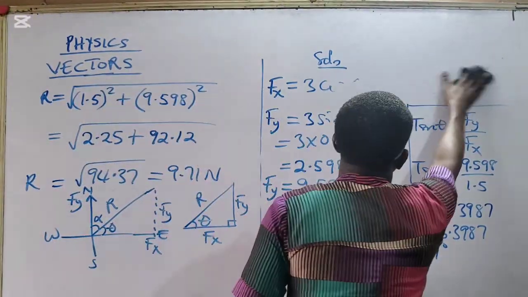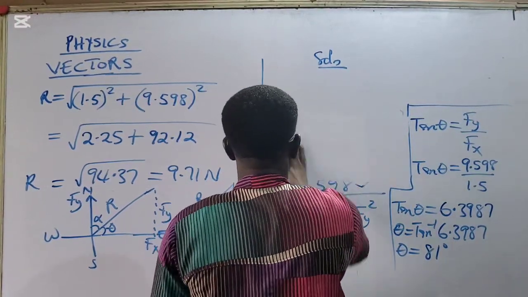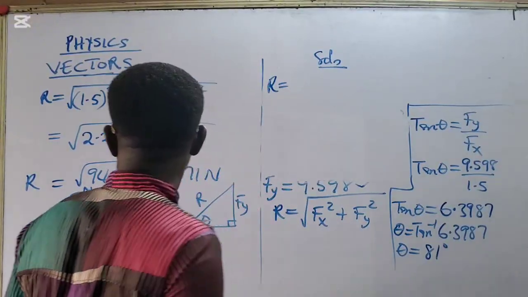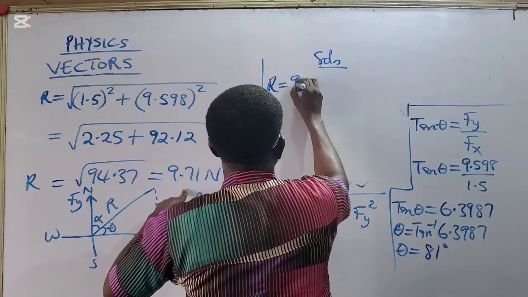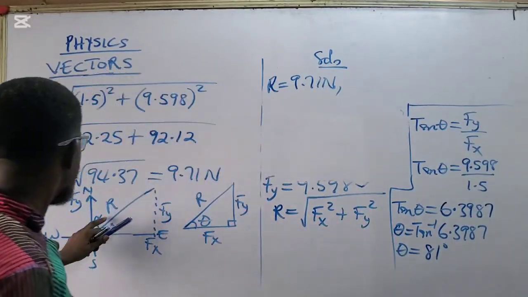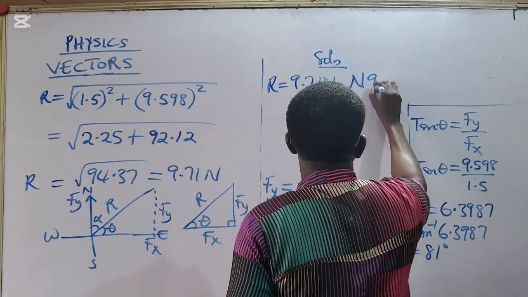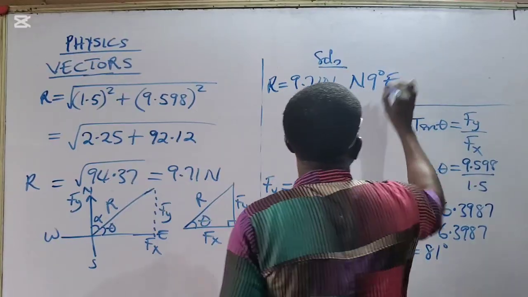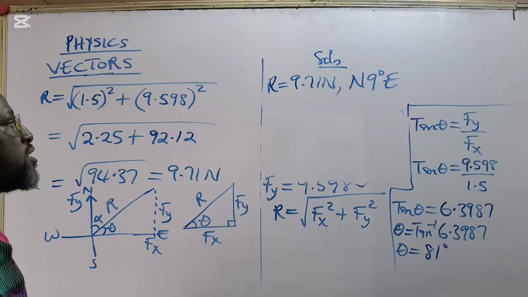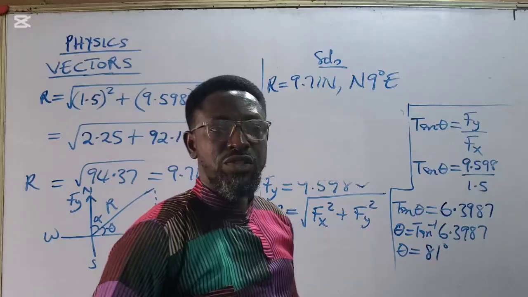So R will now be 9.71 Newton, north 9 degrees east. North 9 degrees east. So that is the value of the magnitude and the direction.